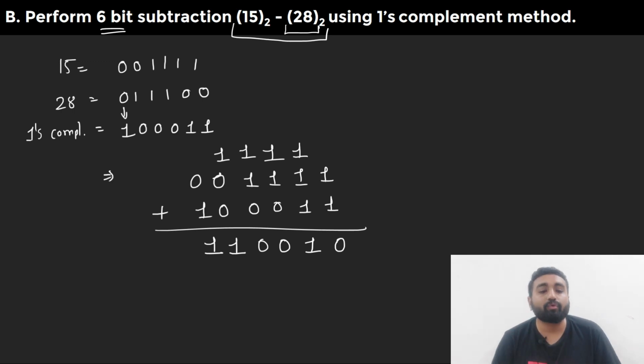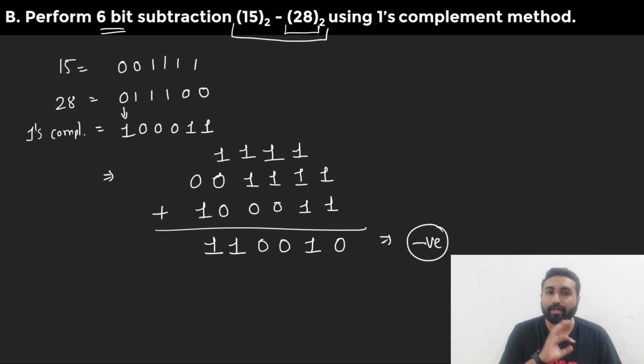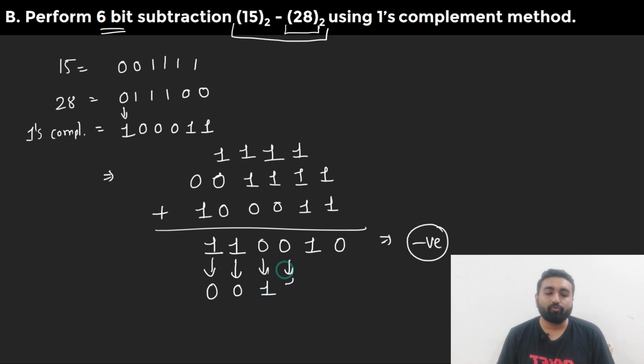Okay, that means what? Your answer is negative. If we do not have any carry, your answer is negative. Then what we need to do? We need to take the 1's complement of the answer. So if we take the 1's complement of the answer, then this is 0 0 1 1 0 1.